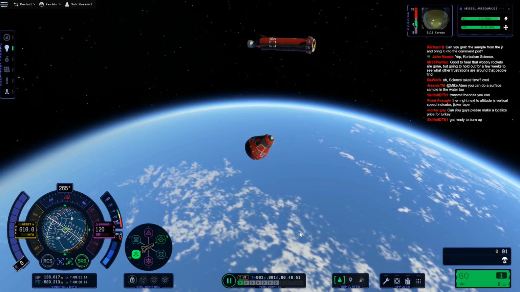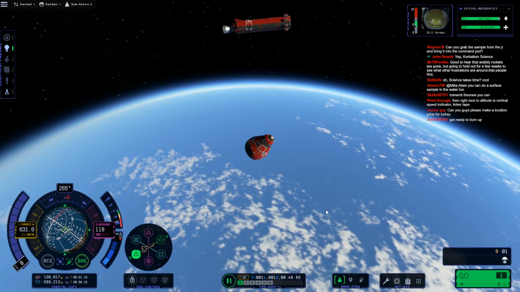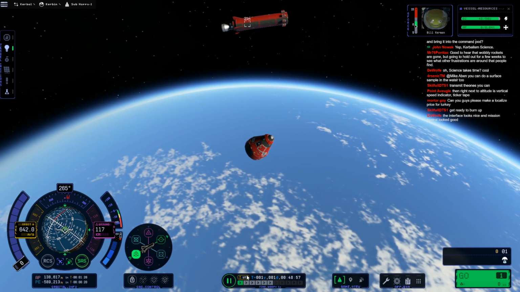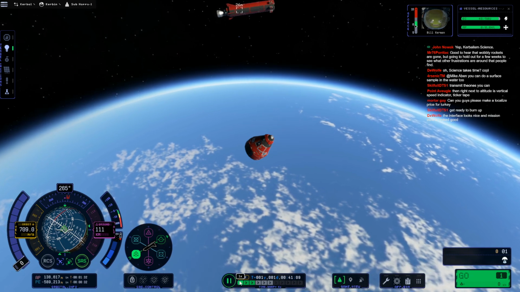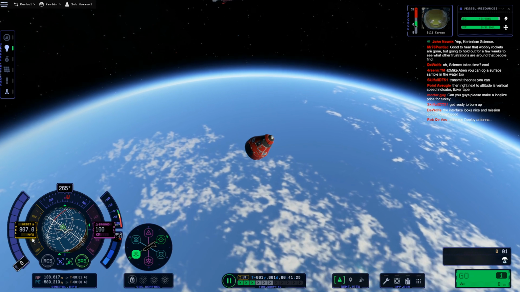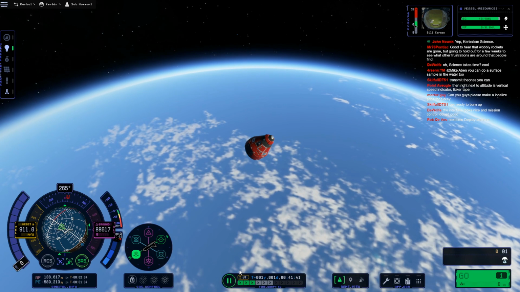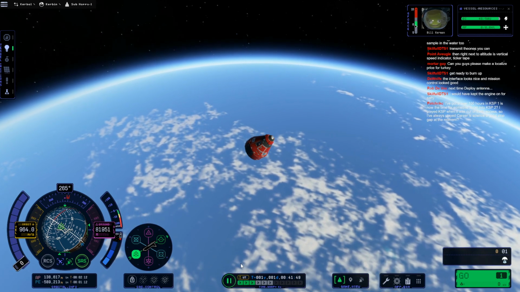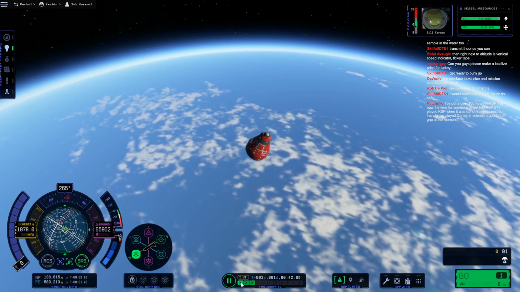Get ready to burn up, you think so? I'm being told get ready to burn up. I don't think so. I mean, no way. We're not going to burn up. What are we going to be hitting the atmosphere at? Like about 1,000 meters per second? That shouldn't be a burn-up situation.